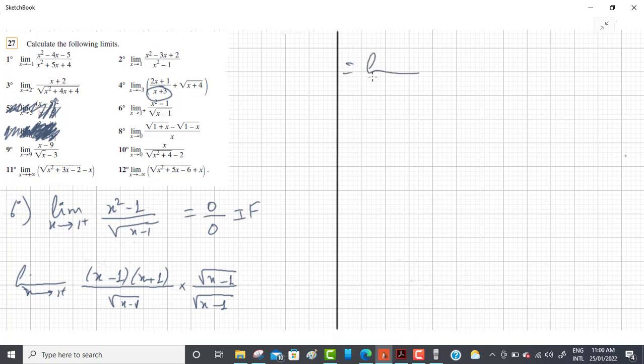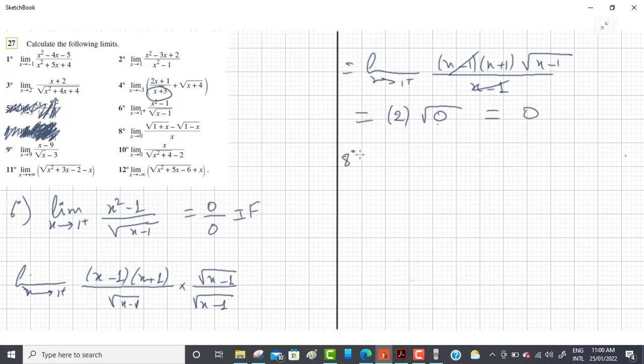So equal limit as x tends to 1 plus of (x minus 1) into (x plus 1) into radical of (x minus 1). I am multiplying the numerators over multiplying the denominators. Radical (x minus 1) times radical (x minus 1) is x minus 1. Now I can simplify by x minus 1, then I substitute x by 1. 1 plus 1 is 2, radical of 1 minus 1 is 0. 2 times 0 is 0.